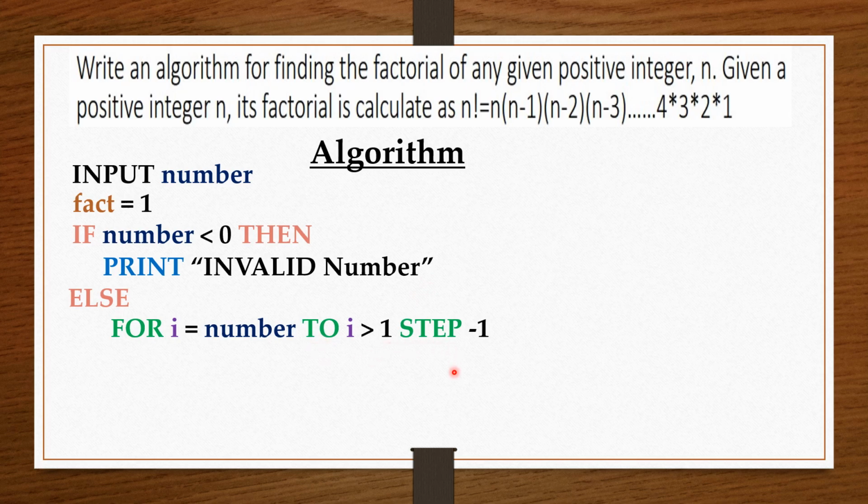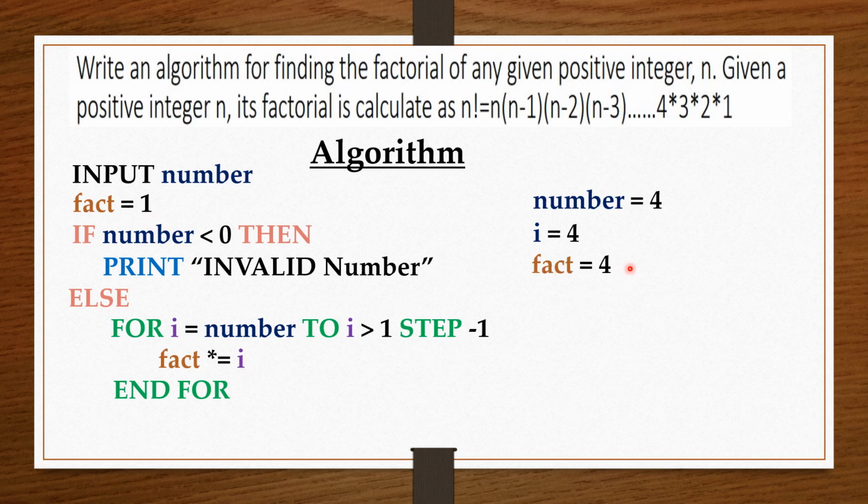Fact times equals I, end for. Now what this here means is that I is equal to number. So what is the number? Let's take the number to be 4. So number equals 4. If I is equal to the number, then I is going to be 4. Now we see fact times equals I. Multiply I by fact. What is fact? Fact is 1. So 4 times 1 gives us fact to be 4.